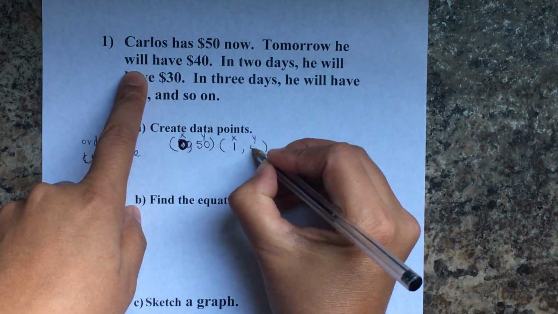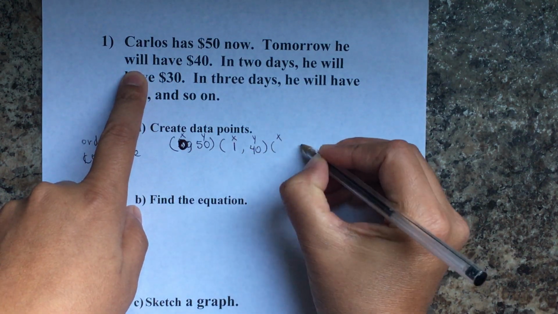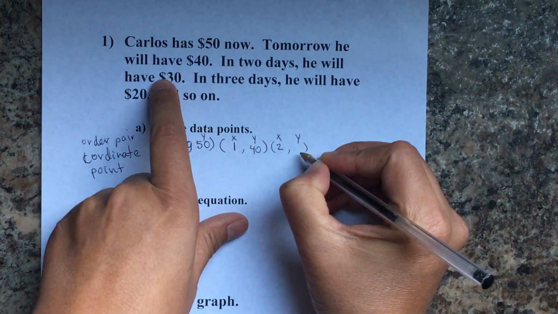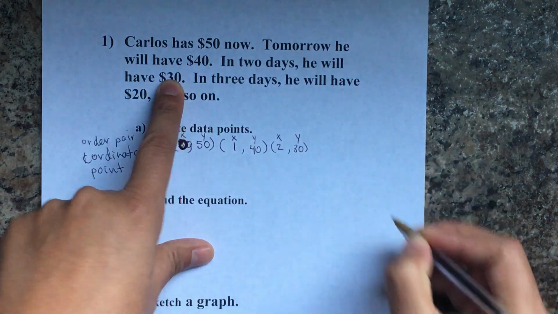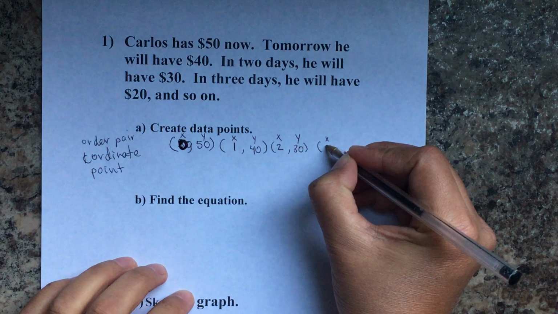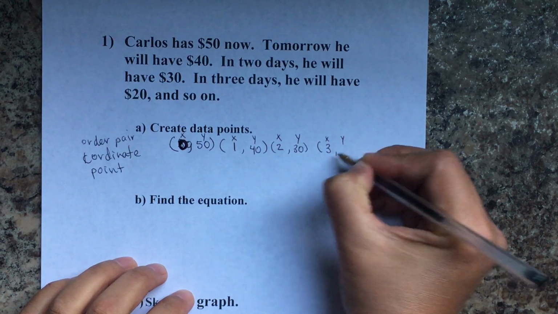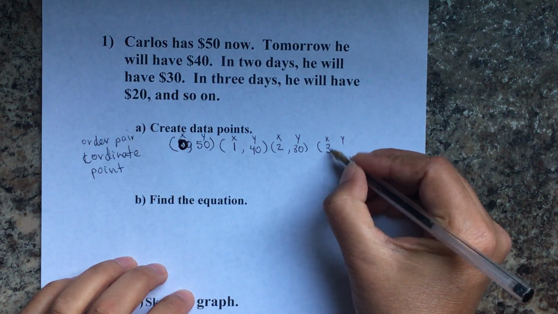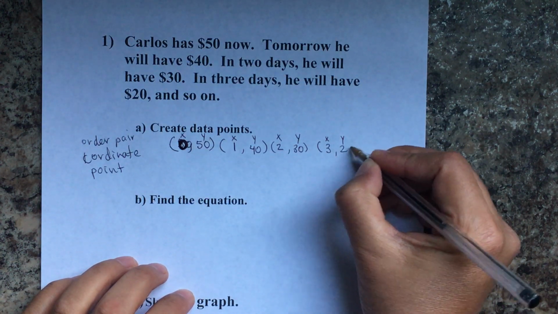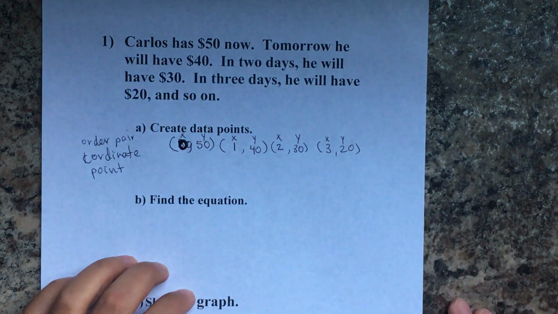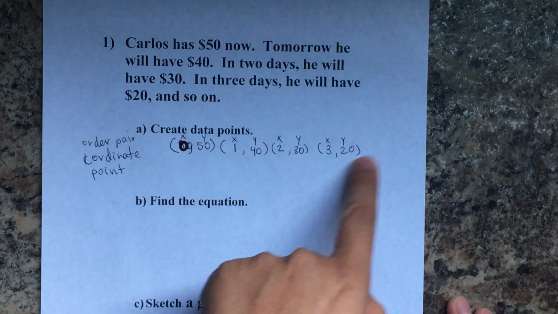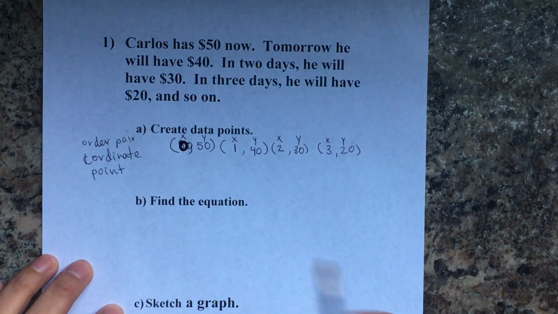Tomorrow he will have $40. In 2 days he will have $30. Okay, in 3 days he will have, okay, 3 days is the x, the days, he will have $20, and so on. And so the pattern continues like that. Even if they don't give you the information in here, you could figure it out. So what's going on?